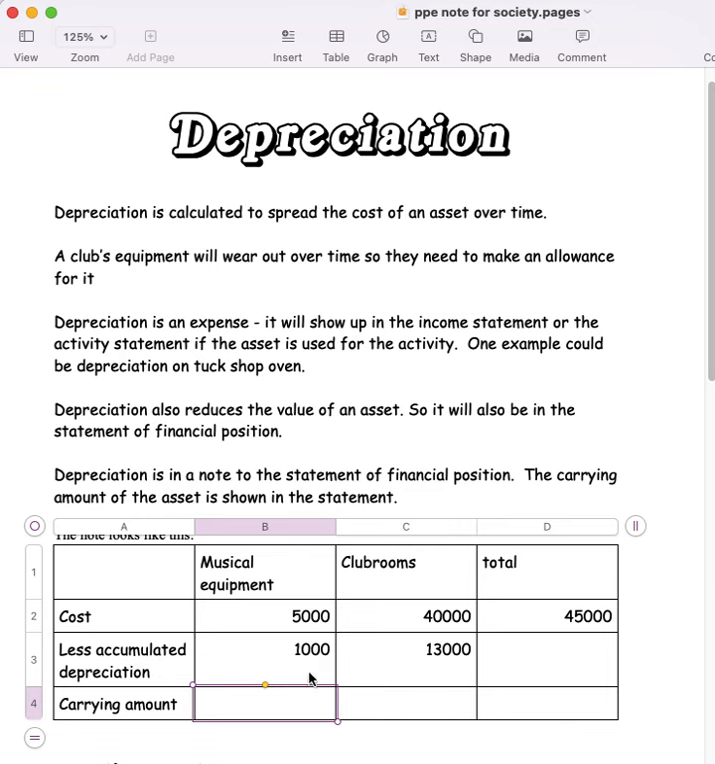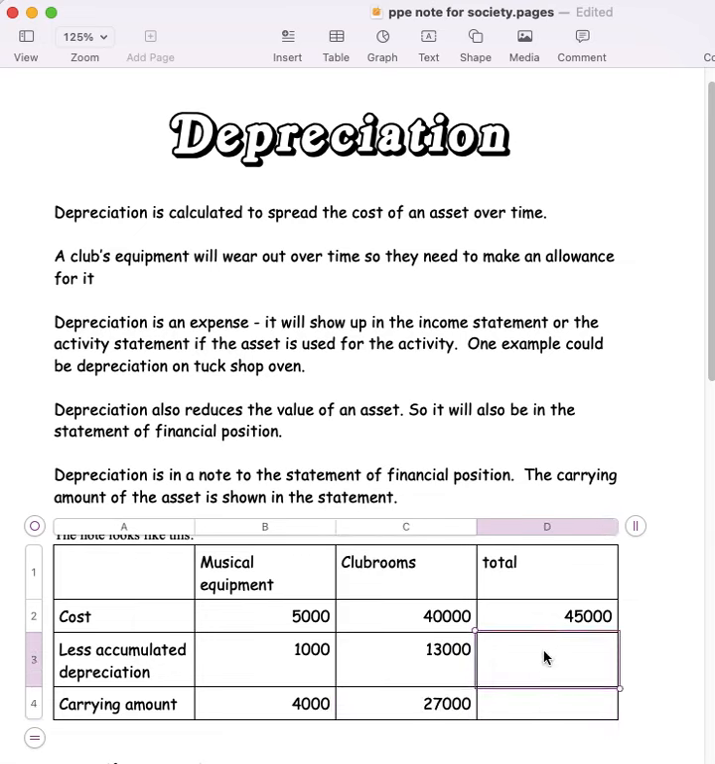Now what we need to do next, in this little box down the bottom, the carrying amount is the amount that we started with minus the depreciation. So the carrying amount for the musical equipment is $4,000. Now if we do the same for the club rooms, $40,000 was the cost. That's what they paid for it when they bought it, less the depreciation. Over time they've realized that they get a little bit of wear and tear, and so they've taken off $13,000 as accumulated depreciation. So the carrying amount of the club rooms now is $27,000.